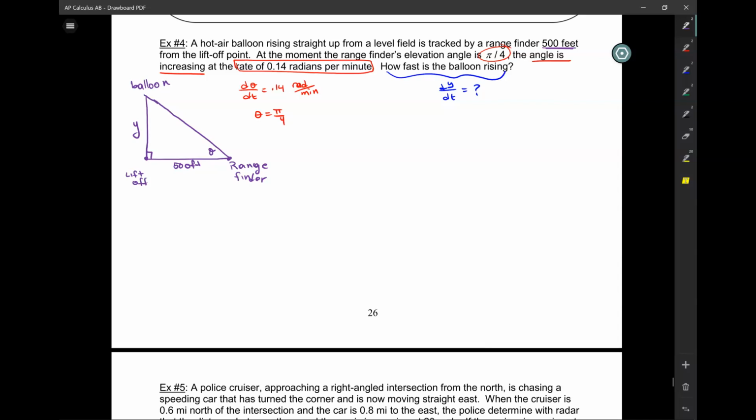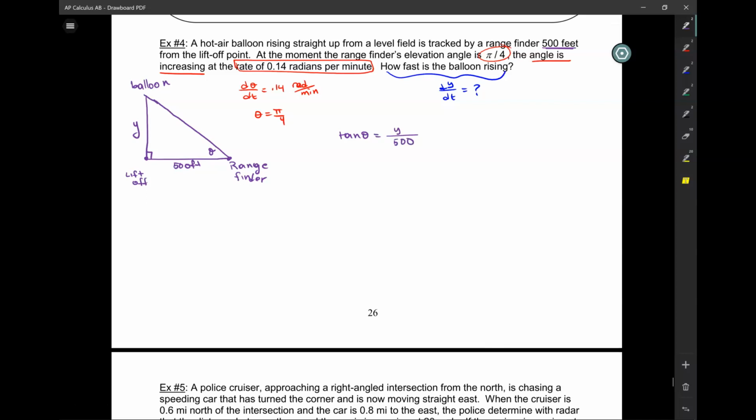Okay, so what do I have? I have information on theta. What do I need? y, right? Now, I need to come up with an equation that relates y to what I have, theta. So I can't do Pythagorean theorem here because that leaves out theta. That means I have to do a trig one. So what do you think? Sine, cosine, tangent? Tangent, because I have y and I have the other leg x, right? So tangent of theta is equal to y over 500.